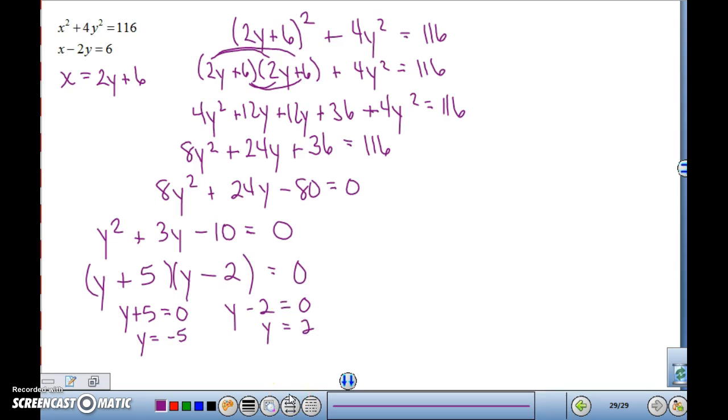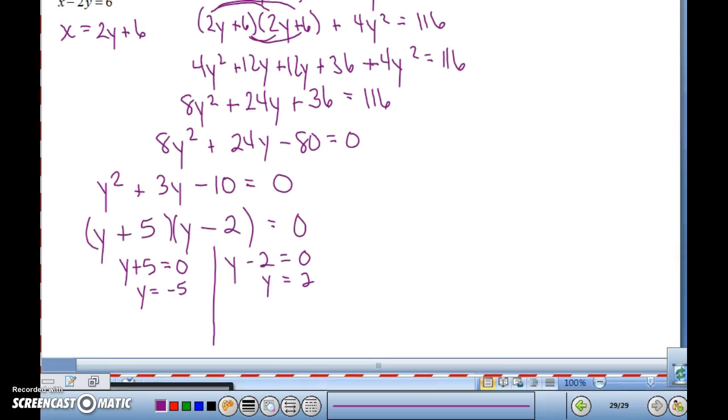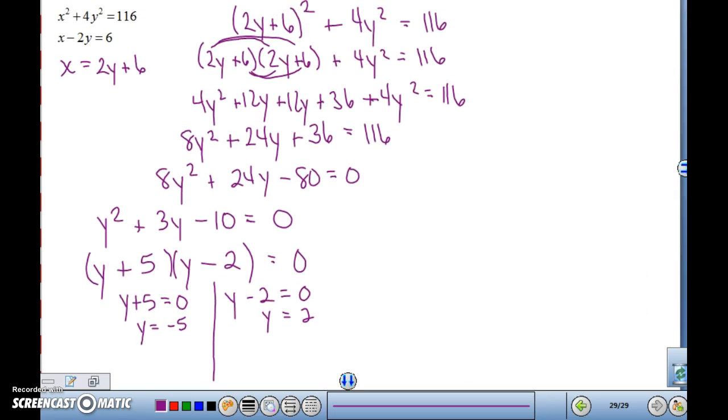Now notice, we have two values of y, which means we're also going to have two values of x. So when you find y equals for each one of these, or x equals, depending on which problem you're looking at, you have to make sure that you find the x that goes with them. So this says x is equal to 2y plus 6. So notice I divided this.